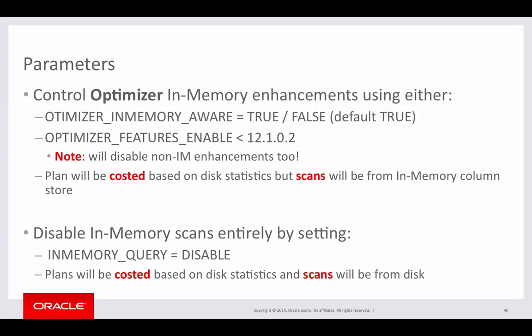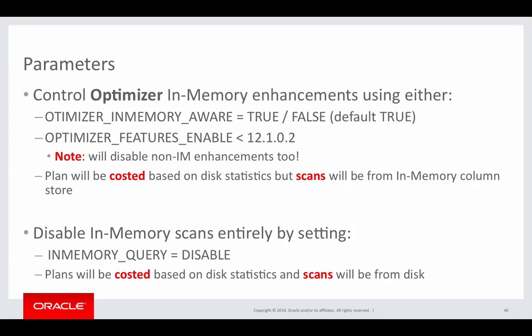Alternatively, you can also disable the costing of the in-memory column store by setting optimizer features enabled to less than 12.1.0.2. Any value less than 12.1.0.2 will disable all of the in-memory enhancements to the cost model, but also all of the enhancements made in 12c in general to the cost model. So be careful with that. You're going to disable a lot more than just the in-memory stuff. And again, it won't prevent the query from executing in the in-memory column store, but it will prevent us from costing or taking advantage of the costing for the in-memory column store.